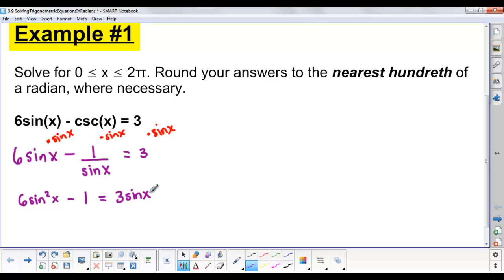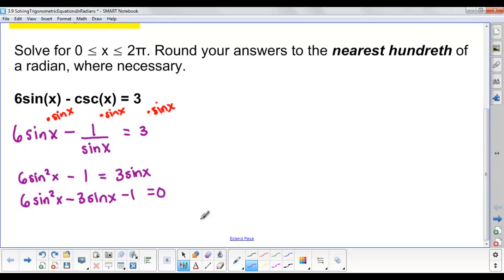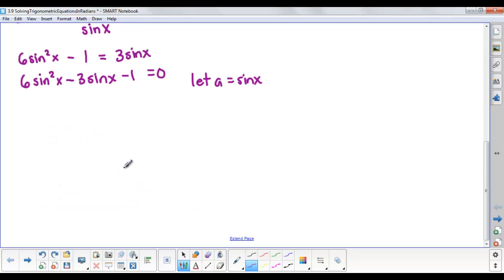Now if you remember from yesterday's lesson, you can clearly see that we're working with some sort of quadratic equation here because of the sine squared. So when you're working with quadratics, move everything to one side so the other side equals 0, and then we can factor if possible. And if you really want to, you can do the substitution. Let some variable equal sine x, so it looks a little more like trinomials that you're used to working with.